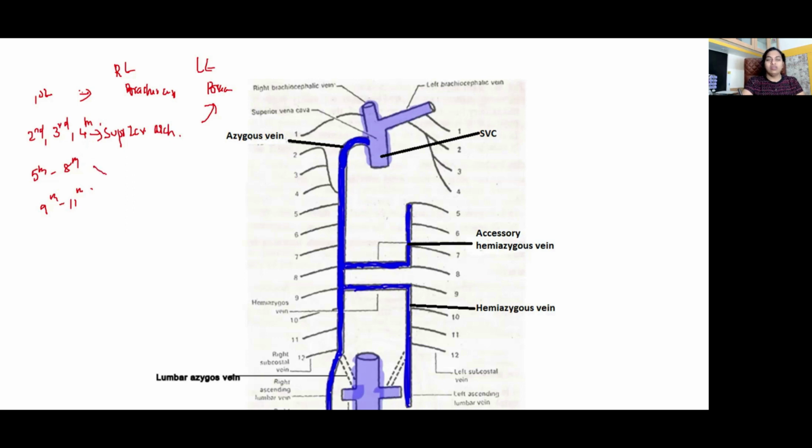Okay. On the right side, 5th to 11th, all of them will drain into the vertical part of the azygos vein. Okay. Whereas on the left, as you see here, the 5th to 8th posterior intercostal vein will drain into accessory hemiazygos vein and 9th to 11th will drain into hemiazygos vein. Okay. So this you should definitely know.